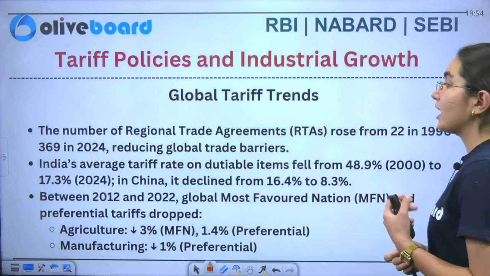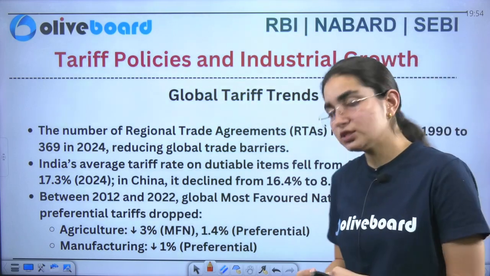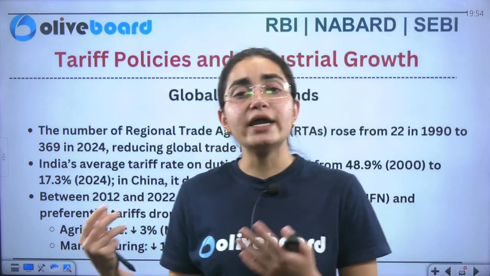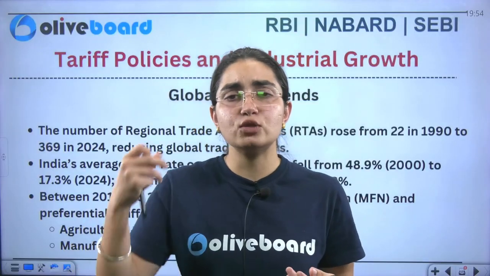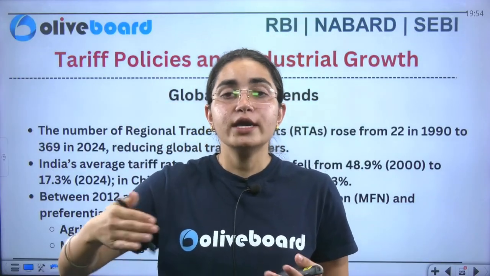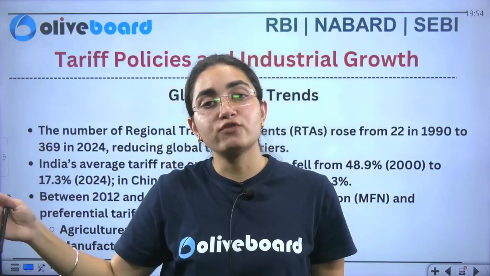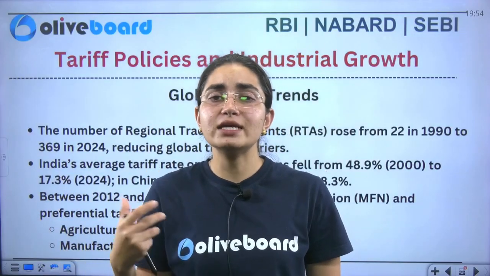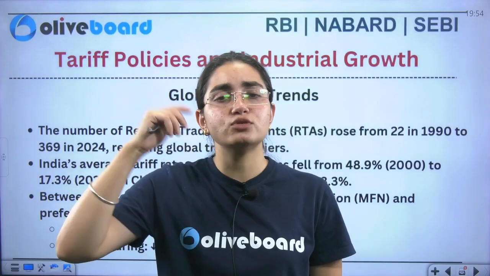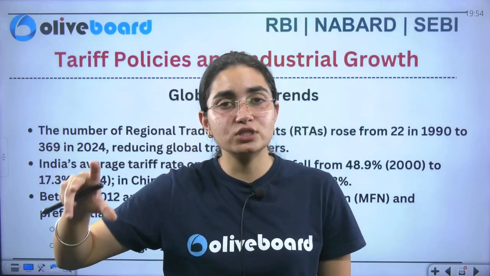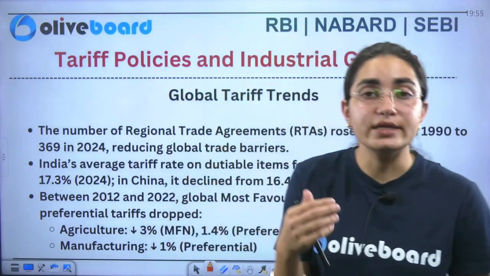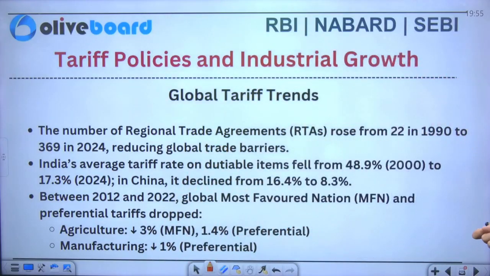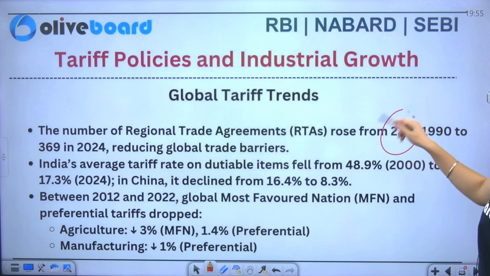Similarly, if you talk about the global tariff trend, tariff as in that you are putting restrictions, it is a kind of agreement between the two nations, and whenever there is an import going on, you're putting tariffs there just to protect the interest of your domestic industries, or just to maintain the stability of your economy, so that the prices of the goods and services do not rise, and you highly focus on the things that are made in your country only. So if I talk about global tariff trends, you can see the number of regional tariff trade agreements rose from 22 in 1990 to 369 in 2024, reducing the global trade barriers.